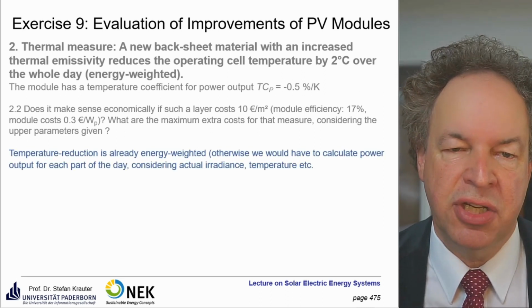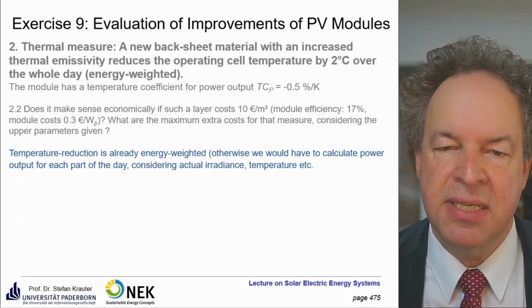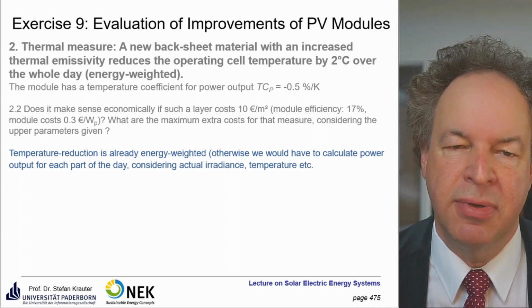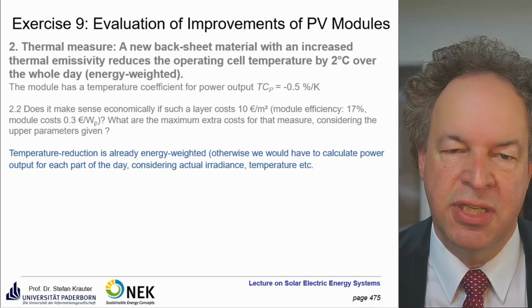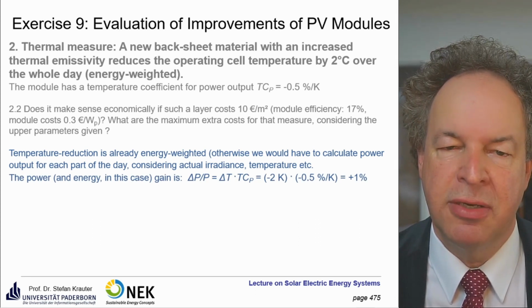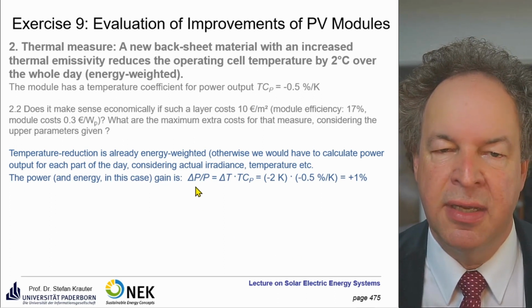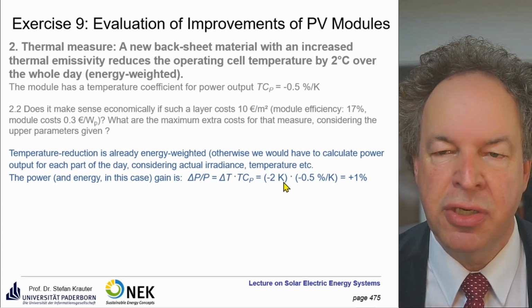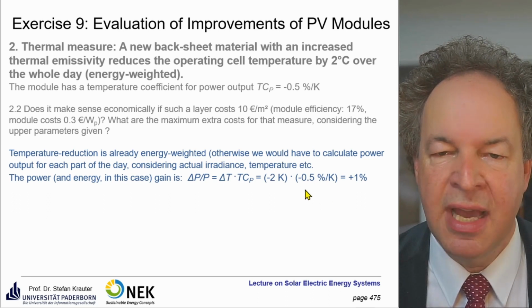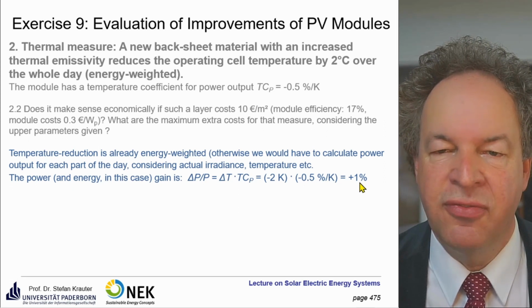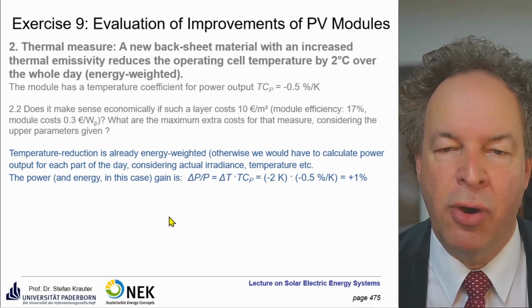So temperature reduction is already energy weighted, otherwise we would have to calculate the power output for each day separately, considering actual irradiance, temperature, and so on. So the power and energy in this case we put in relative terms. So the relative increase in power: we have a reduction in temperature by 2 Kelvin. We have the temperature coefficient for power, which is in this case minus 0.5% per Kelvin. So that leads to a relative increase in power output of 1%.